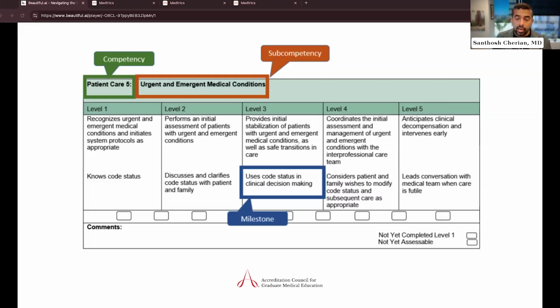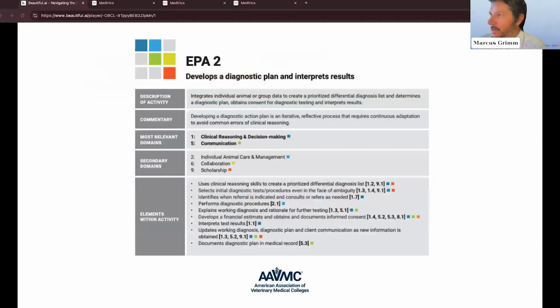Level 5 is considered aspirational. Some may achieve it, some may not. But ideally, everyone should be at 4, some at 5, to be ready for independent practice. Very well said. And I think your next slide is your EPA. How does that factor into this?